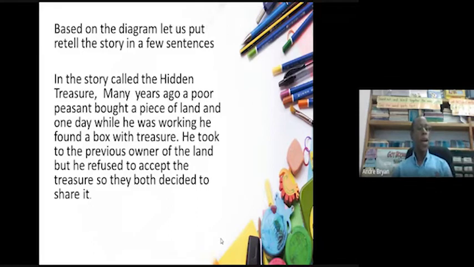Now, here I have on the screen my sentence or sentences as to how I would retell this story while mentioning all the important details such as the character, the setting, the title, and the plot, making sure to pay attention to the beginning, middle, and end of the story. Let's read together.